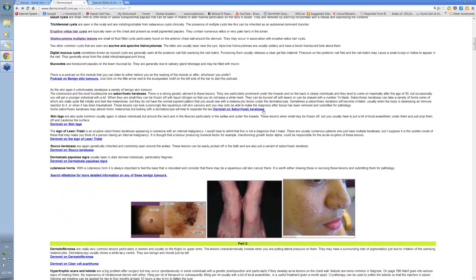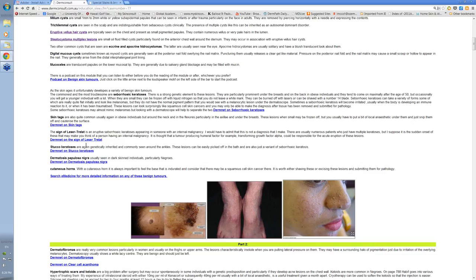There's a section in here on the sign of Leser-Trélat. This is the eruption of multiple seborrheic keratoses in someone who may have an underlying malignancy. Now, it may be lung, it may be gut. It sometimes is a difficult diagnosis to make.